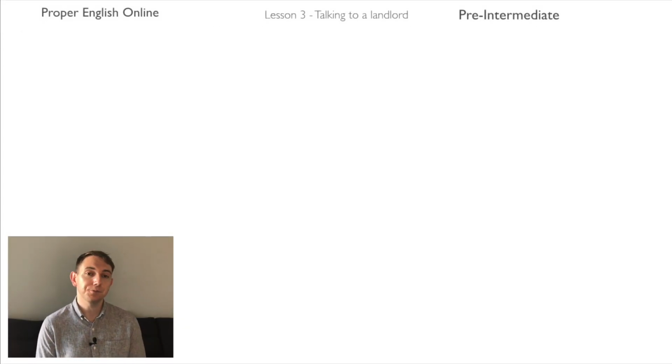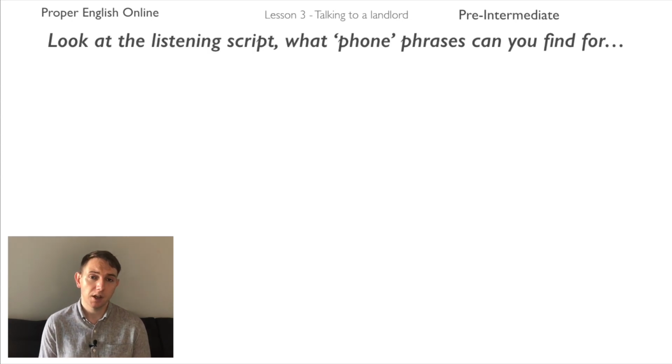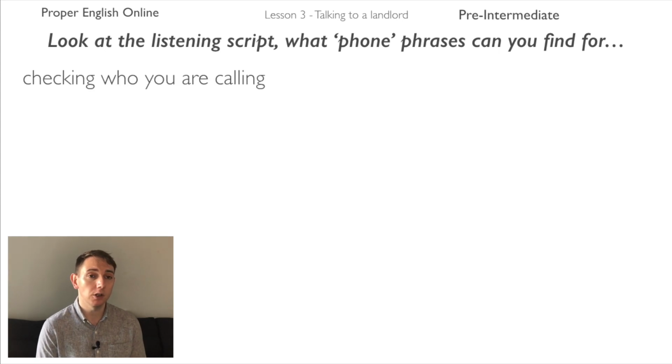Okay, guys, so let's take a look now back at our listening script. We're going to look for some phrases in the listening script. We're going to try to find some phrases that we use on the phone. We'll use some phrases for some different functions. So firstly, checking who you are calling. What phrases can you find in the listening script to check who you are calling?